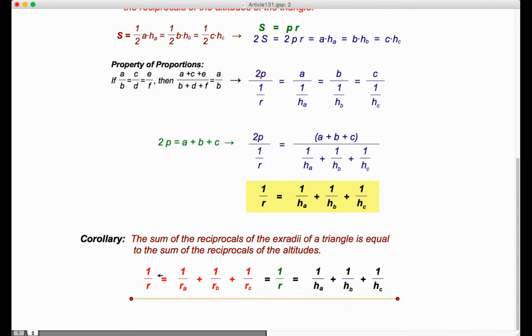Hence, this particular theorem. And we also proved that 1 over r is equal to 1 over h sub a plus 1 over h sub b plus 1 over h sub c. Hence, this expression is equal to this expression. And we are done.